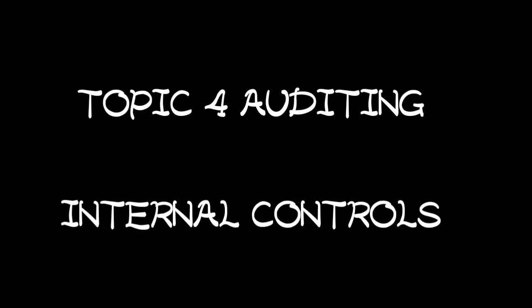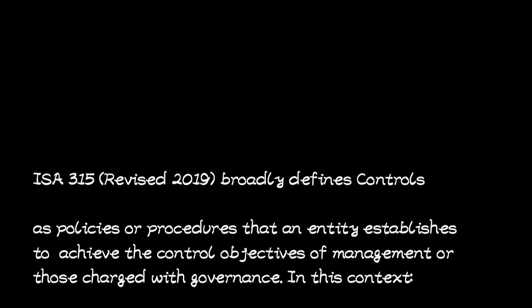So we are introducing a topic for auditing, and this is called internal controls. We shall start by defining what internal controls are. According to ISA 315, it defines internal controls as policies or procedures that an entity establishes to achieve the control objectives of management or those charged with governance.